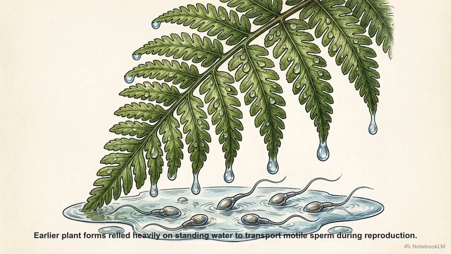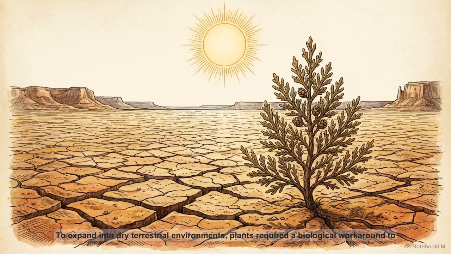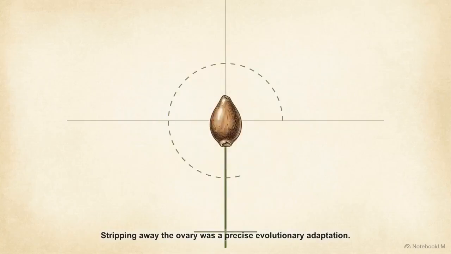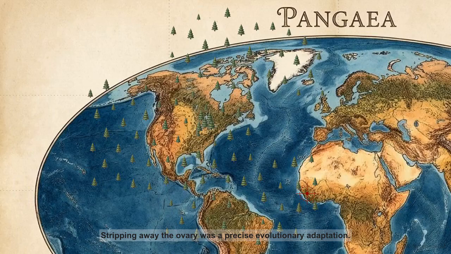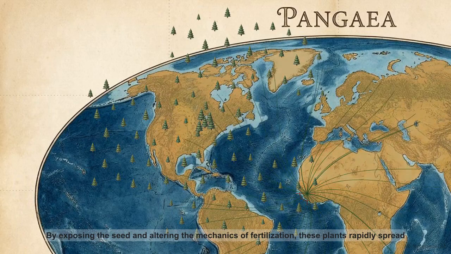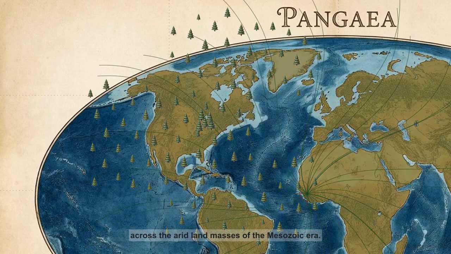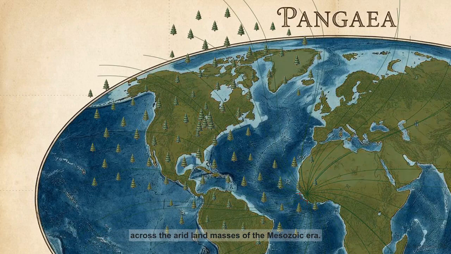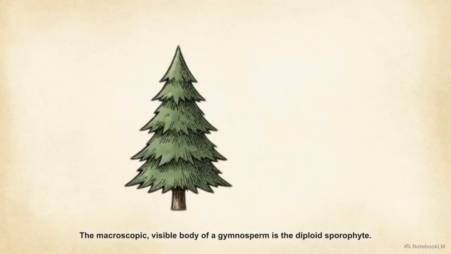Earlier plant forms relied heavily on standing water to transport motile sperm during reproduction. To expand into dry terrestrial environments, plants required a biological workaround to bypass this aquatic limitation. Stripping away the ovary was a precise evolutionary adaptation. By exposing the seed and altering the mechanics of fertilization, these plants rapidly spread across the arid land masses of the Mesozoic era. The macroscopic, visible body of a gymnosperm is the diploid sporophyte.